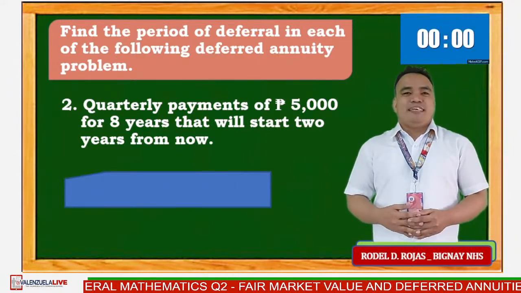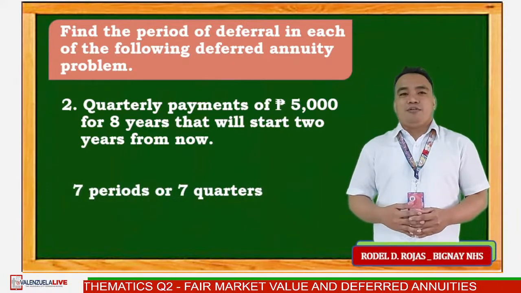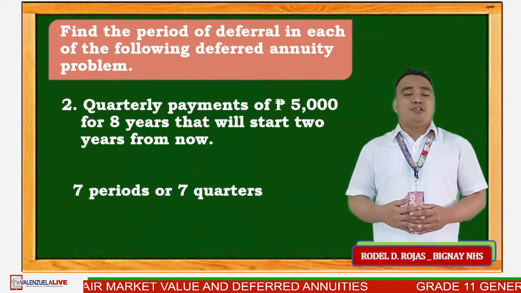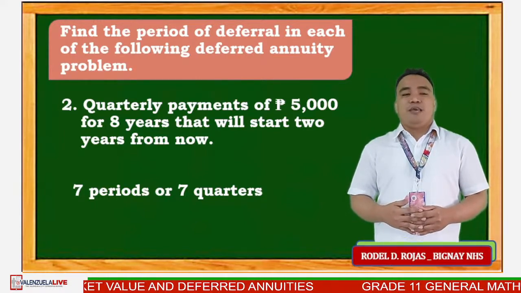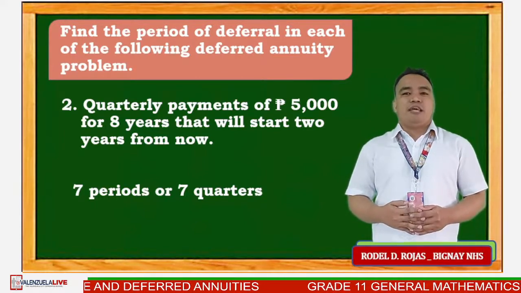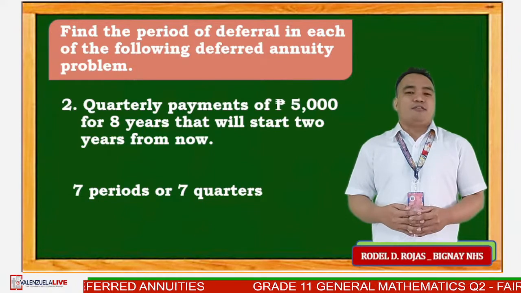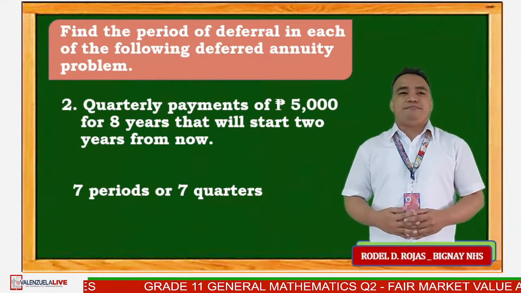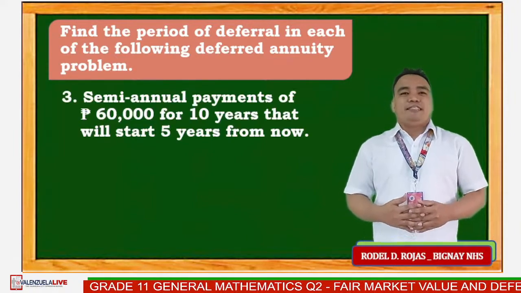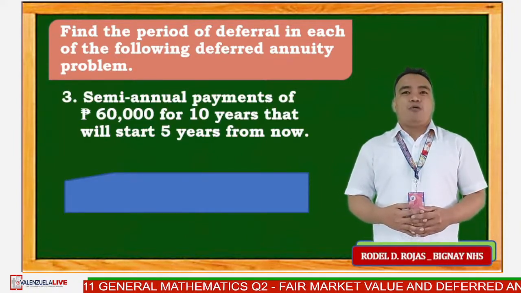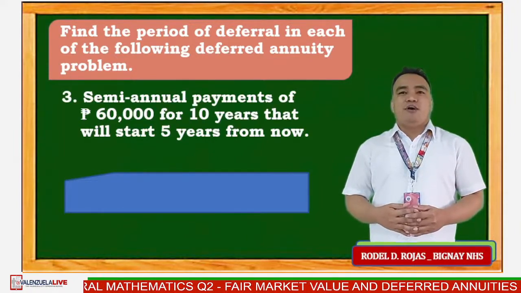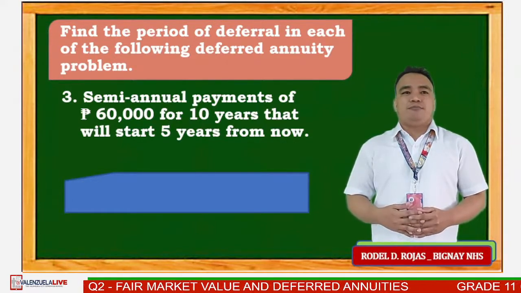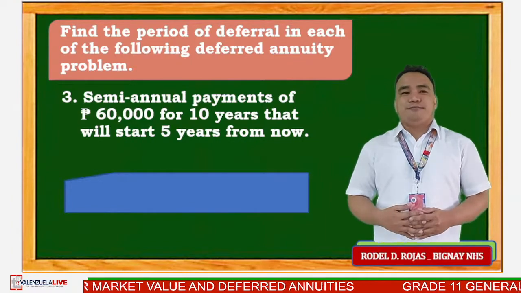Time is up. The answer is 7 periods or 7 quarters. It will start at 2 years and the word quarterly payments. We have 4 quarters every year, so 8 quarters in 2 years. 8 minus 1 equals 7. Number 3: semi-annual payments of 60,000 pesos for 10 years that will start 5 years from now. 5 seconds, go.